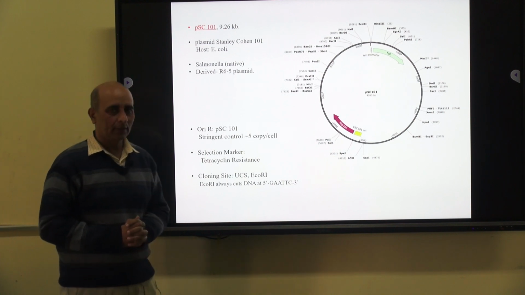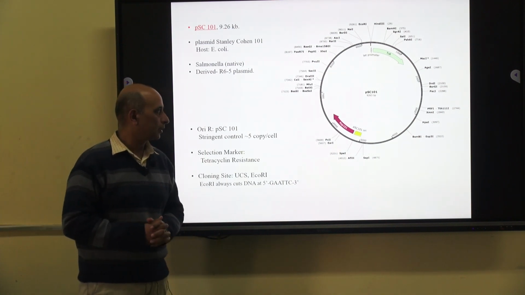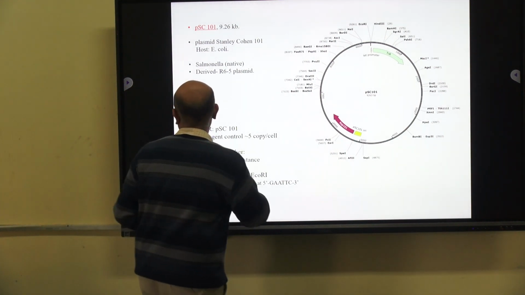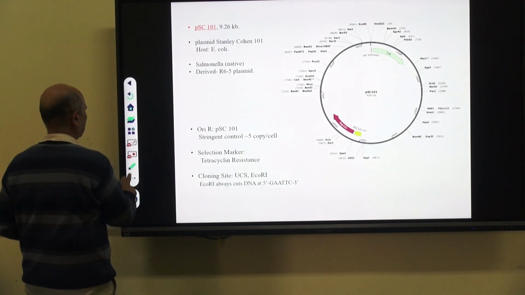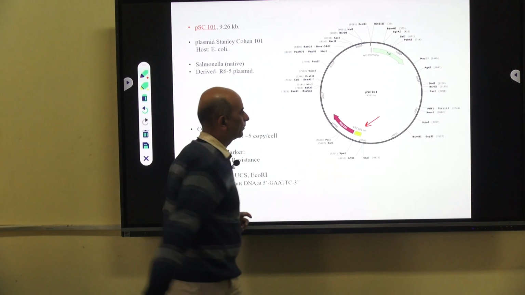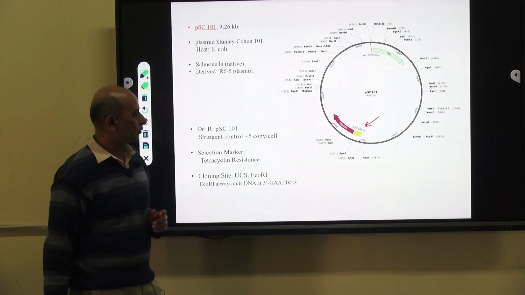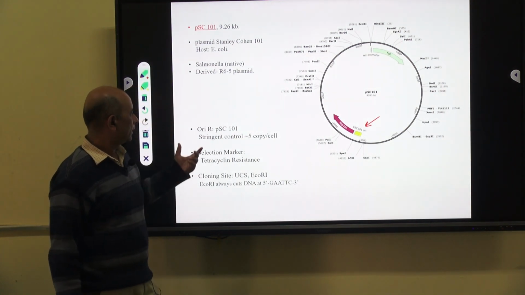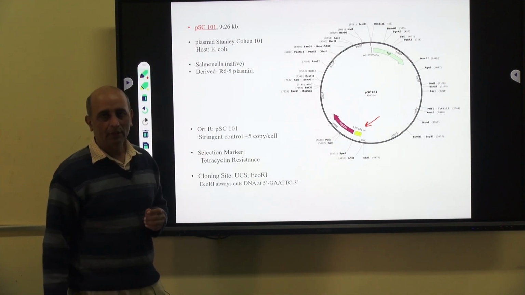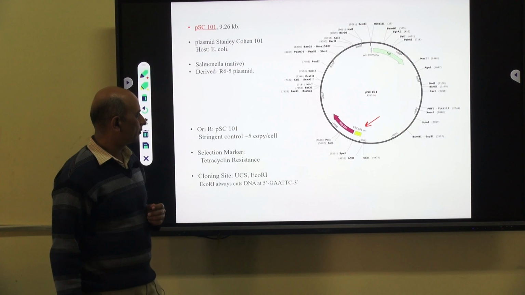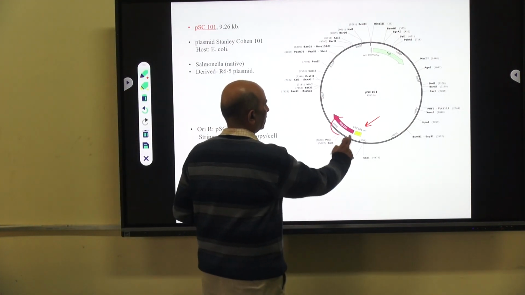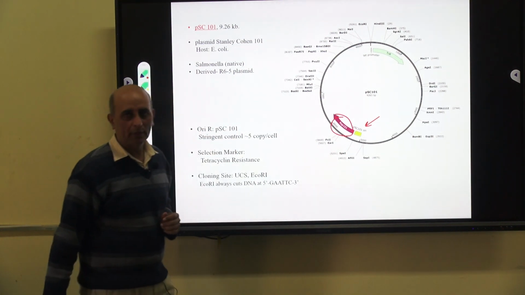Like any plasmid vector, PSC 101 has three main features. The first feature is its origin of replication. This is the PSC 101 origin of replication. It has a stringent control and 5 copies per cell. Its copy number is maintained because of this origin of replication. Besides this origin of replication, it has a Rep 101 gene.